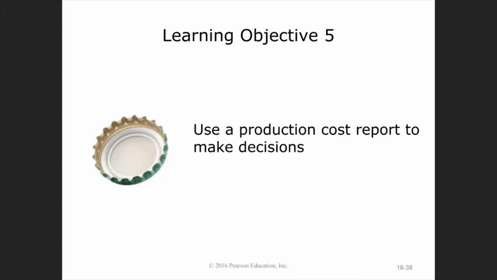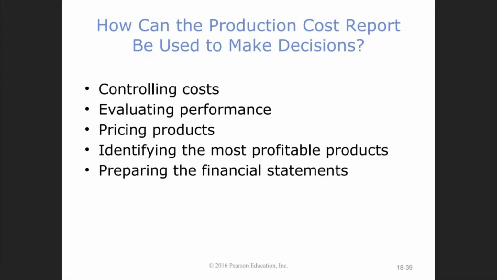So now we're on learning objective 5. For learning objective 5, we're going to use a production cost report to make decisions. So here, how can the production cost report be used to make decisions? A production cost report can be used to help control cost, evaluate performance, price products, identify the most profitable products, and prepare the financial statements.